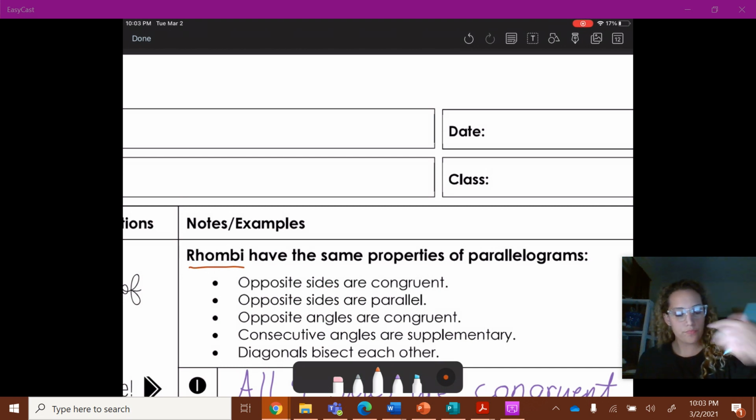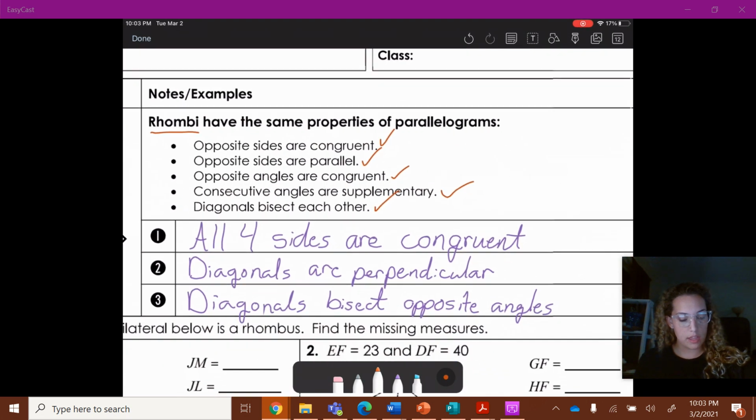rhombus. So we still have opposite sides are congruent. We still have opposite sides are parallel. Opposite angles are congruent. Consecutive angles are supplementary, and diagonals bisect each other. So what's new is these three things.